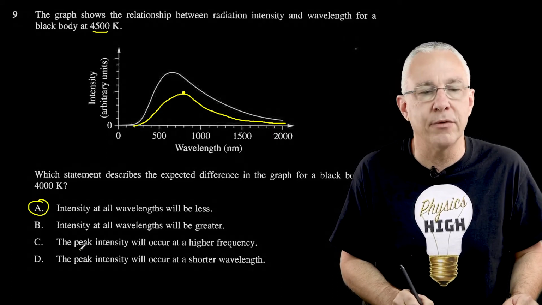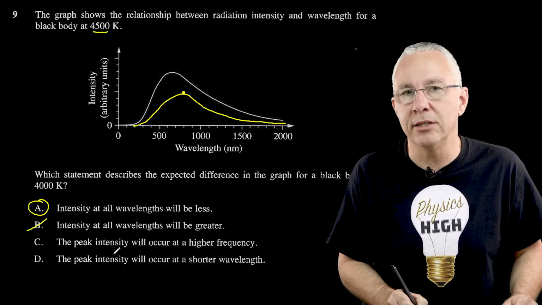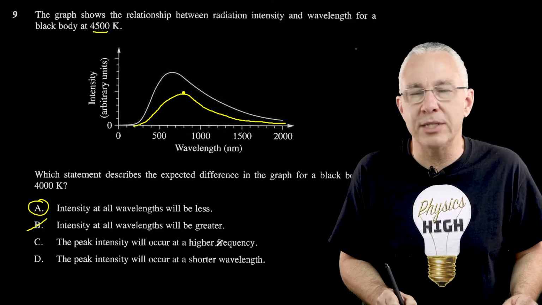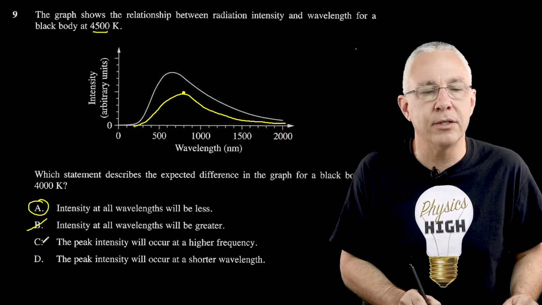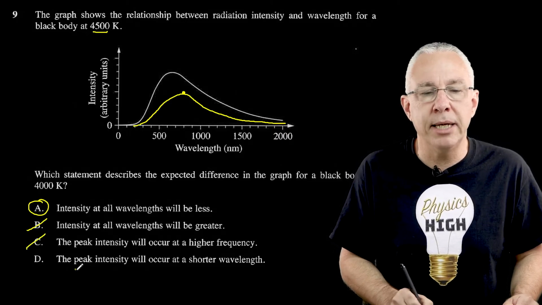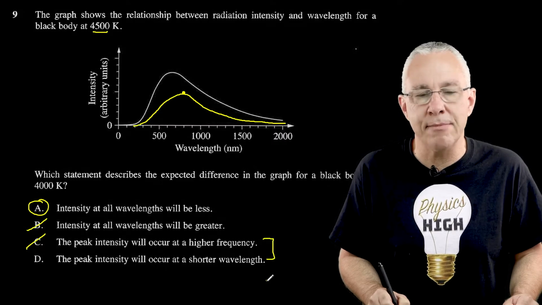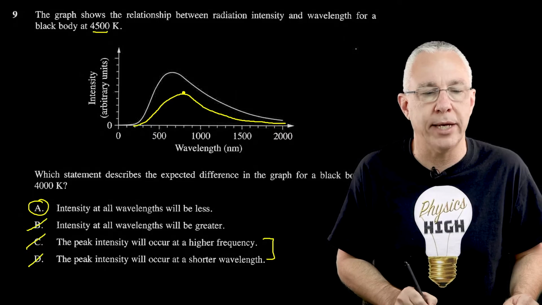But let's look at the other responses. The intensity at all wavelengths will be greater. Well, that's in direct opposition to that. The peak intensity will occur at a higher frequency. A higher frequency means a shorter wavelength. That's the wrong way around, so C is excluded. And the peak intensity will occur at a shorter wavelength. Well, that's actually the same thing. A higher frequency is a shorter wavelength, so D is also excluded.